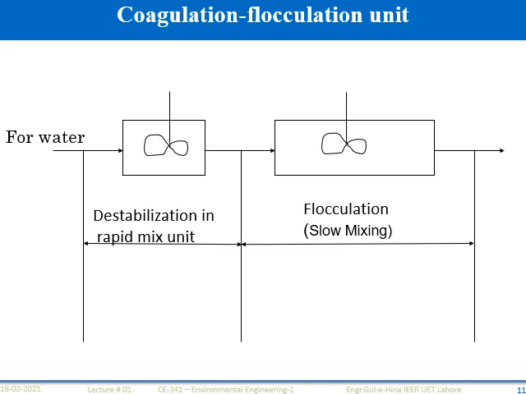So now we will see the water treatment plant में किस तरीके से हमारे पास कोगुलेशन और फ्लॉकुलेशन यूनिट्स इंस्टॉल होते हैं. सो हमारे पास सबसे पहले कोगुलेशन का रिएक्टर होता है जहाँ पर डिस्टेबलाइजेशन होती है पार्टिकल्स की विद द रैपिड मिक्सिंग यूनिट, एंड देन वी हैव अदर रिएक्टर इन विच द फ्लॉकुलेशन प्रोसेस टेक प्लेस. और यहाँ पर हमारे पास स्लो मिक्सिंग जो है वो प्रोवाइड की जाती है.